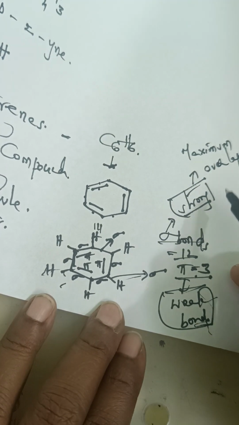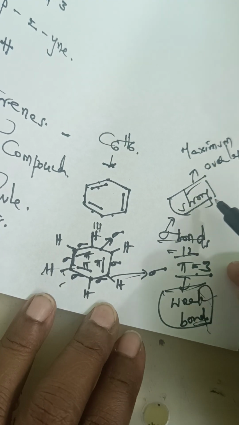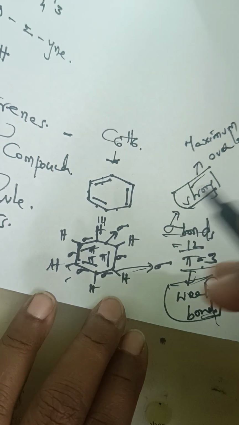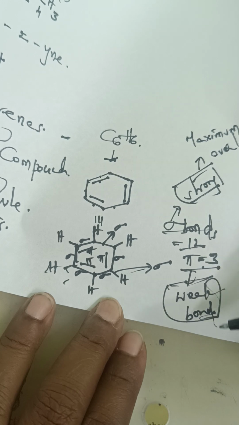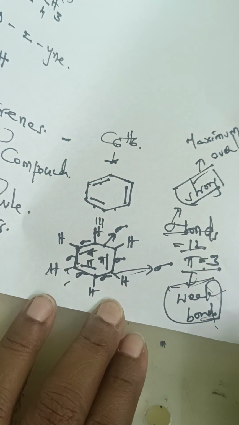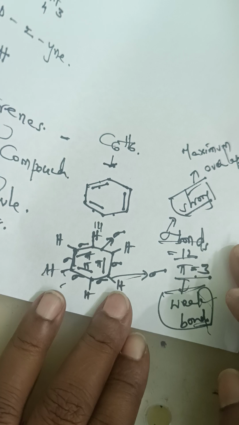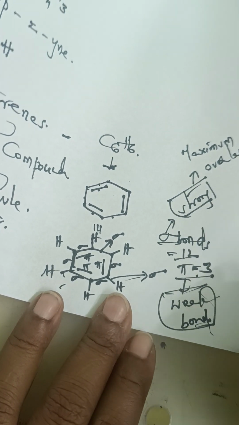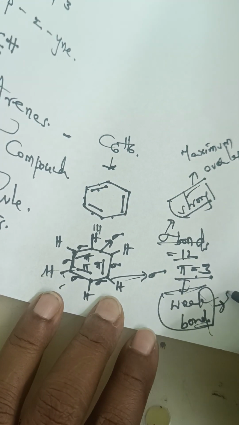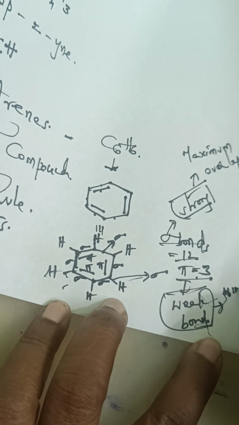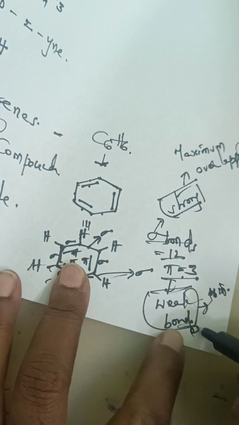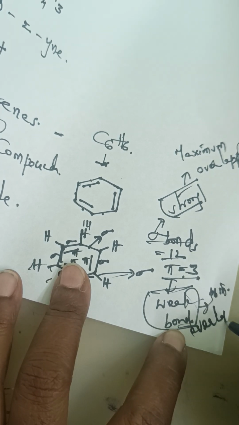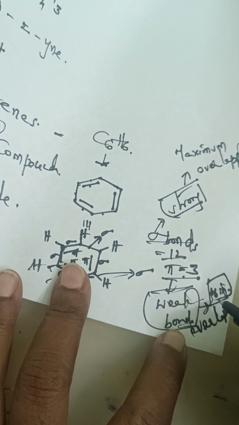In one class I will draw the structure showing you the overlapping concept. There you will understand why sigma bonds are strong and why pi bonds are weak. With an example you can understand further easily. And here this is weak because there is minimum overlapping.